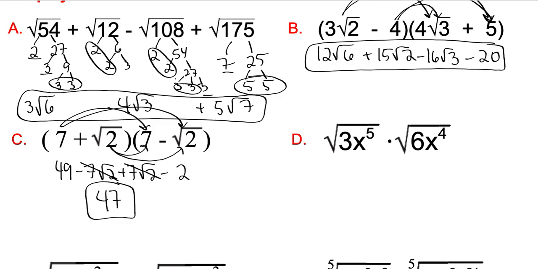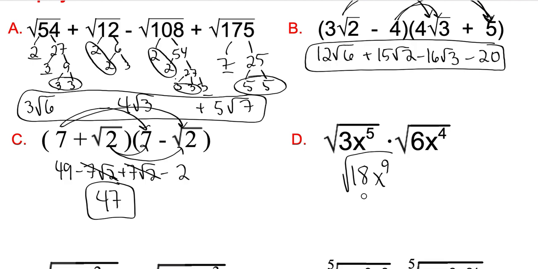All right, one more review question before we start with the lesson. So we have a square root. We can multiply the stuff underneath. Okay, we're just going from left to right. 3 times 6 is 18. X to the 5th, x to the 4th, that's x to the 9th, and we're still in the square root. We haven't gotten rid of that yet.